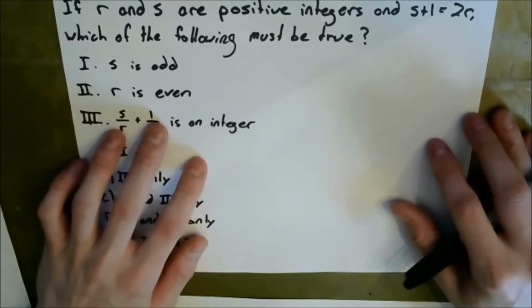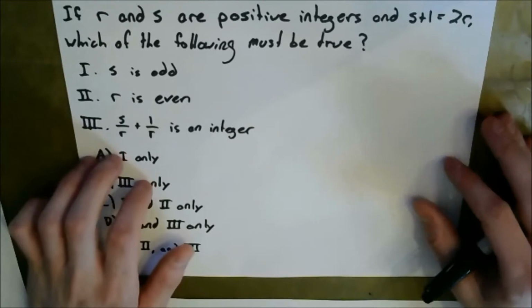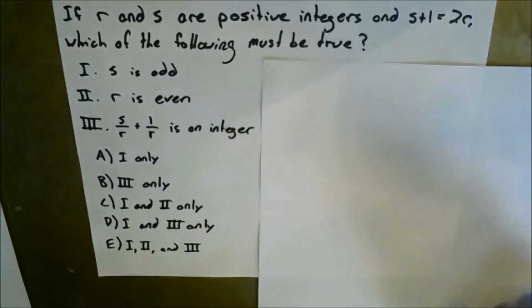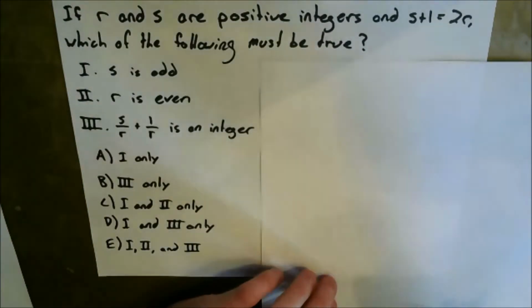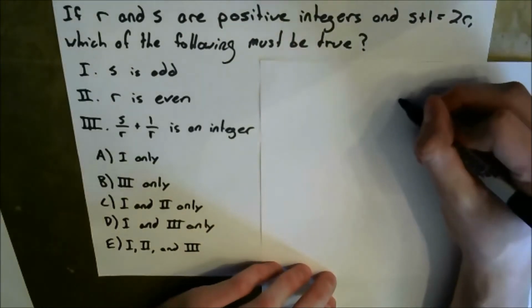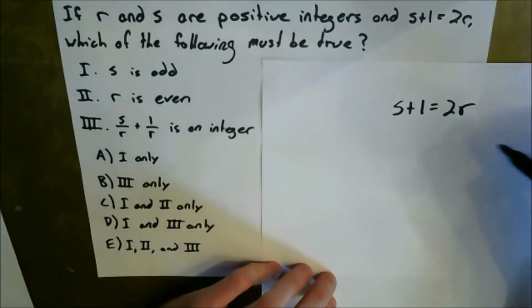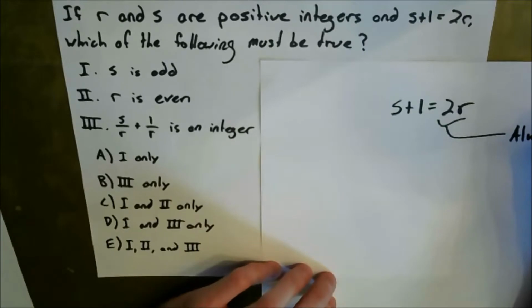All right, this one. If r and s are positive integers and s plus 1 equals 2r, which of the following must be true? 1, s is odd. 2, r is even. 3, s over r plus 1 over r is an integer. Okay, so let's start by writing out s plus 1 equals 2r. And right away we notice something about each side. About the right side, it will always be even, because any integer multiplied by 2 is going to be even.